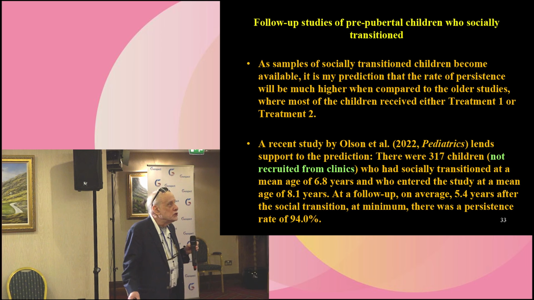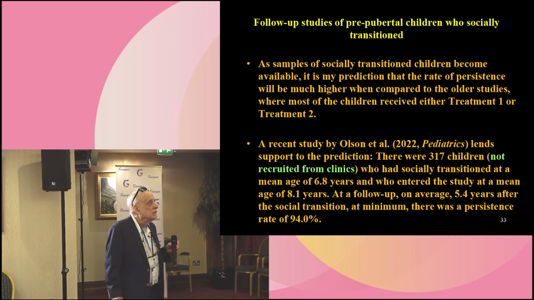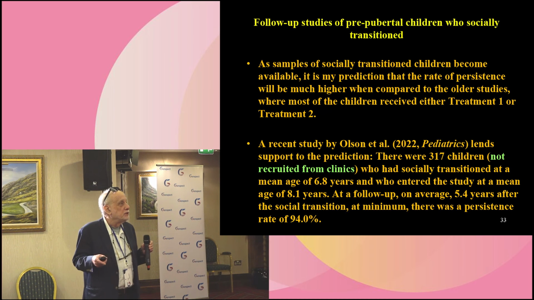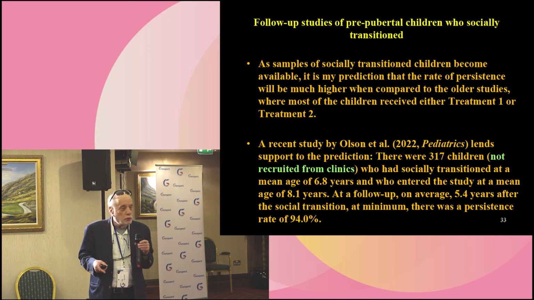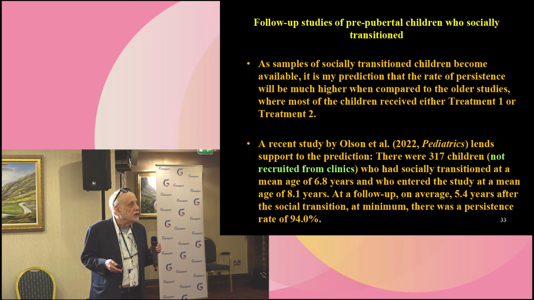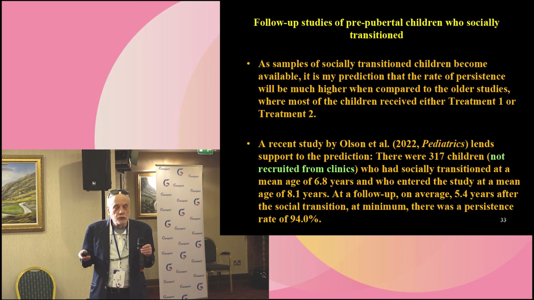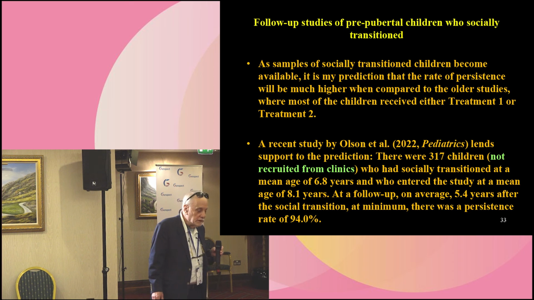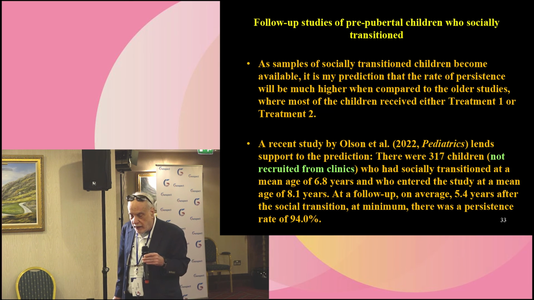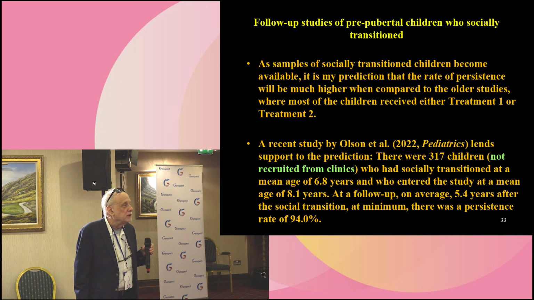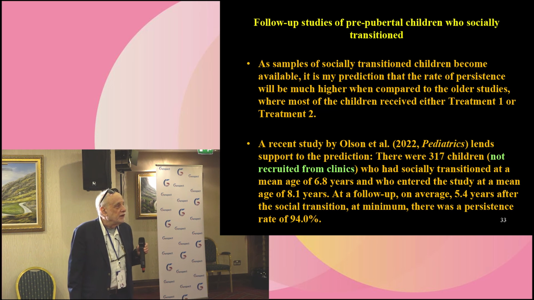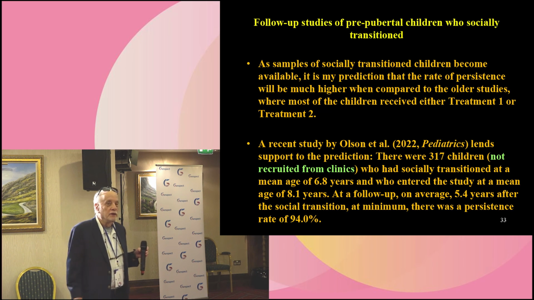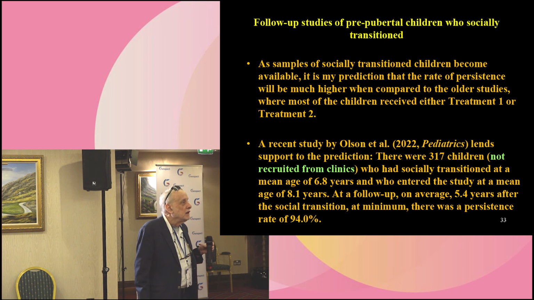Now, a few years ago, I wrote that as samples of socially transitioned children become available, it's my prediction the rate of persistence will be much higher when compared to the older studies, where most of the children received either what I'm calling treatment 1 or treatment 2. A study last year by Christina Olson, not to be confused with Joanna Olson Kennedy, published a paper in Pediatrics that lends support to this prediction.